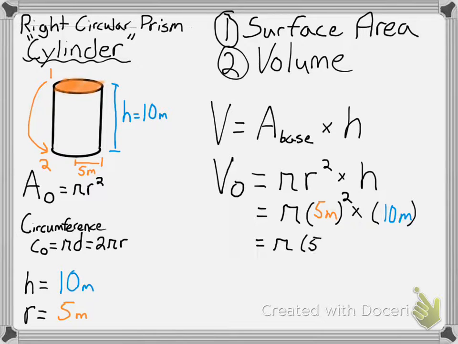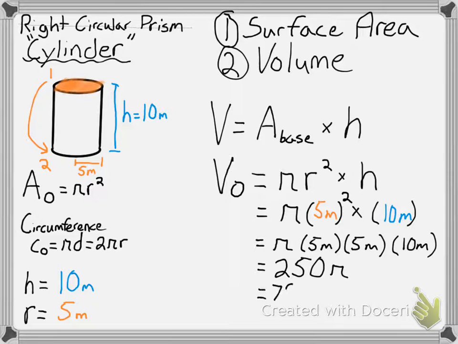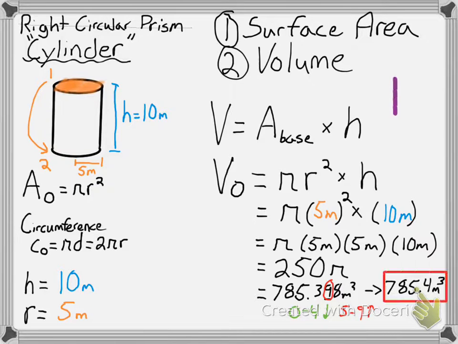So substitute in 5 meters for our radius, 10 meters for our height. I almost forgot the square there. So I have 5 times 5 meters times 10, which will give me cubic meters of 250 times pi. So I have 785.398 meters cubed. If I have a 0 to 4 value in my hundredths, I'm going to round down. As you can see, I have a 5 to 9 value, so I'm going to round up. My final answer is 785.4 meters cubed.